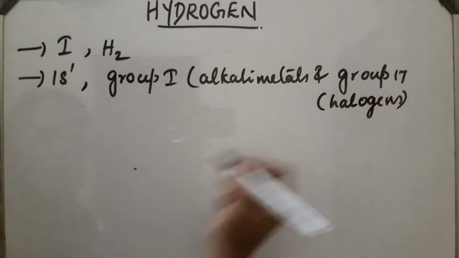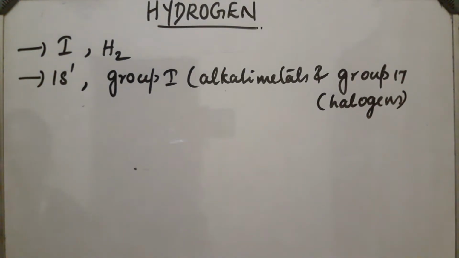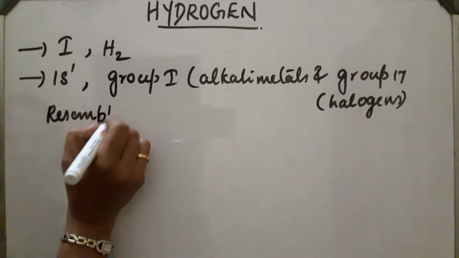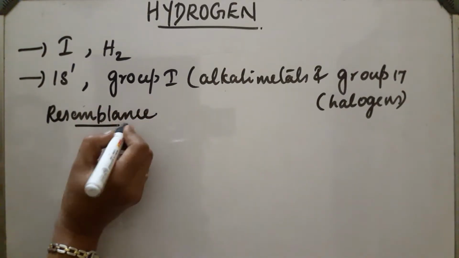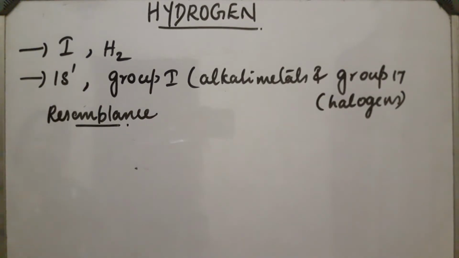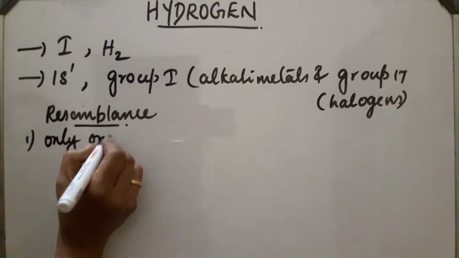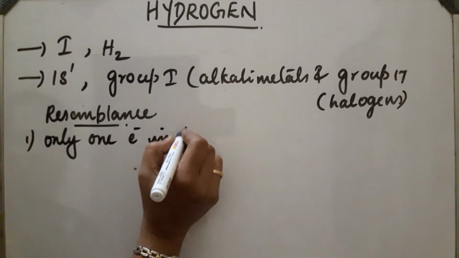Now let us discuss what the resemblances with alkali metals are. Resemblance with alkali metals. Hydrogen's electronic configuration is 1s1 and its atomic number is 1. So the first resemblance with alkali metals: only one electron in the outermost shell in hydrogen and alkali metals.